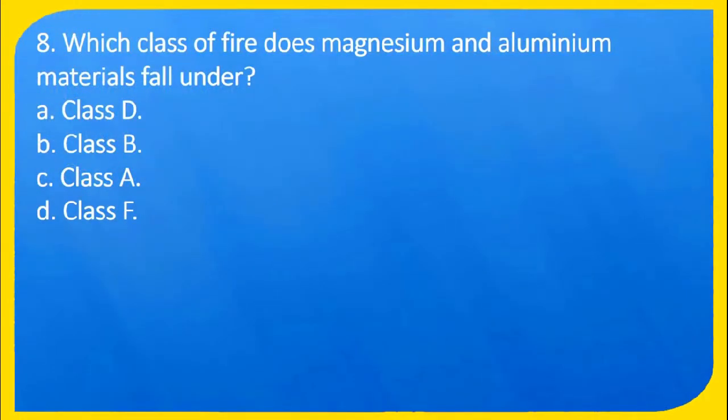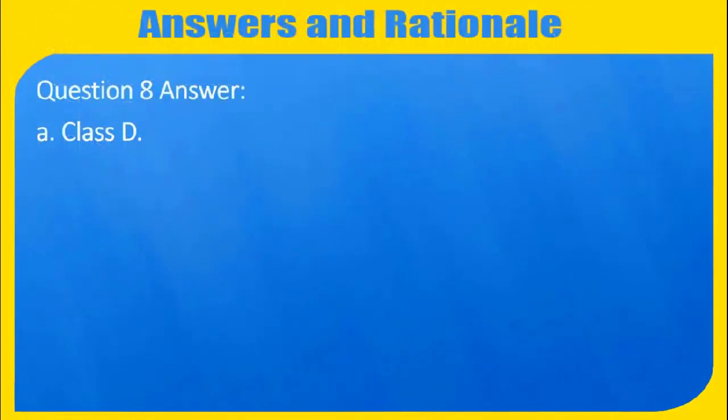Question 8. Which class of fire does magnesium and aluminium materials fall under? A. Class D. B. Class B. C. Class A. D. Class F. Question 8 Answer A. Class D.